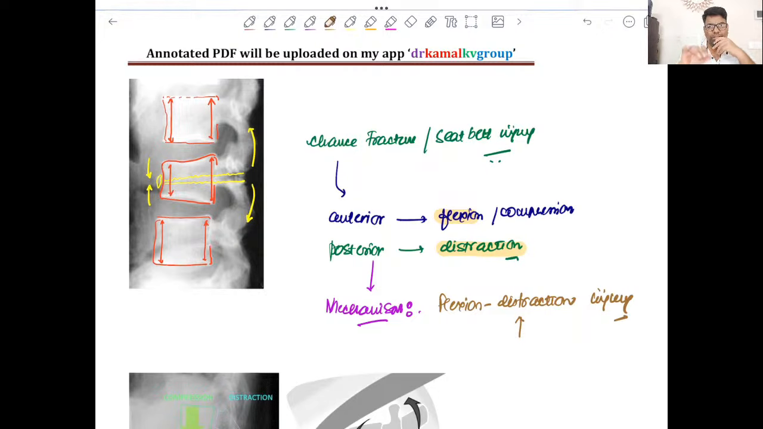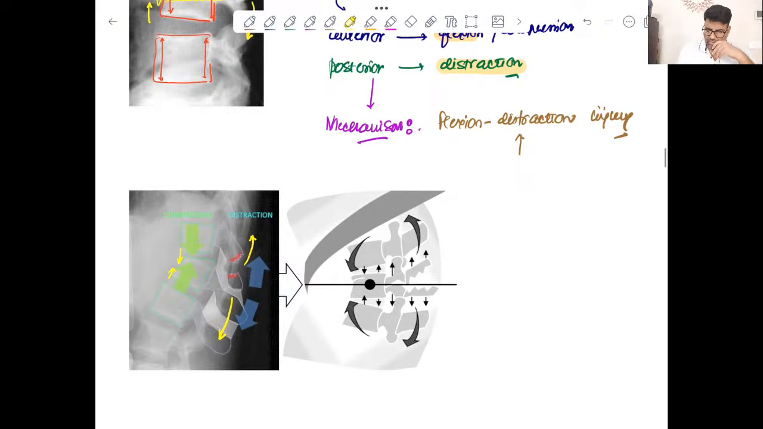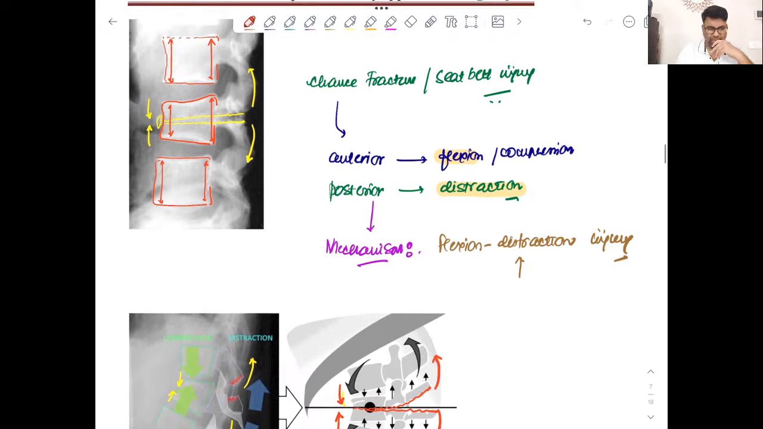Clear? So anteriorly there is flexion or compression, posteriorly there is distraction, which means the parts of the vertebrae are moving away, right? So this is the mechanism here. Anteriorly you can see there is compression, and posteriorly you can see that the fragments are moving apart, so that is distraction. And this is the usual mechanism. Anteriorly again you can see there is compression force, and posteriorly there is distraction force, right? So this is the Chance fracture, also known as seat belt injury, right? So this was one question in the exam.